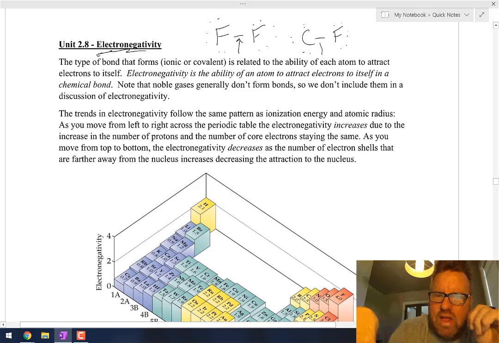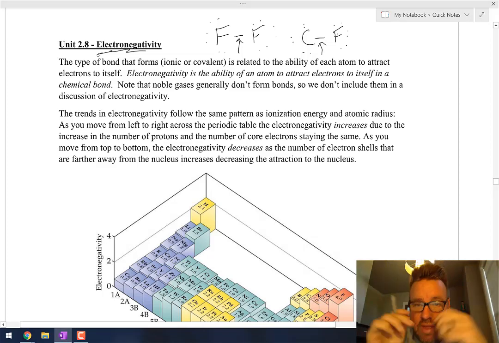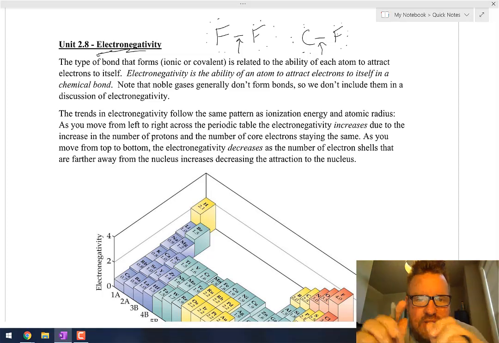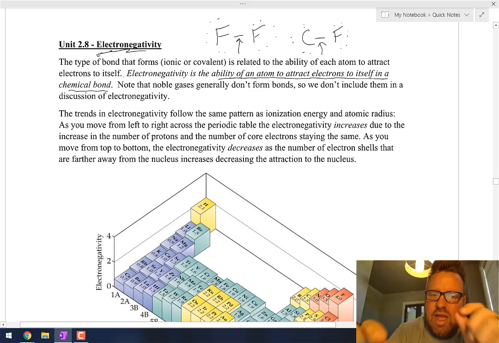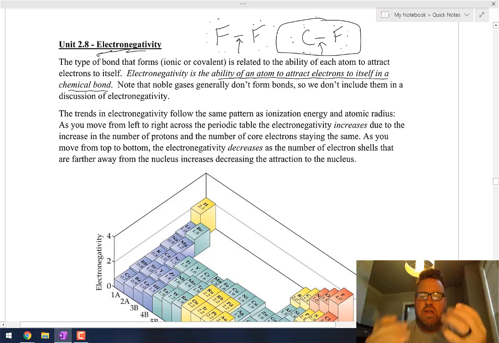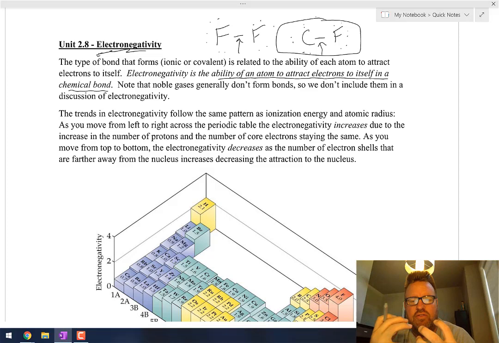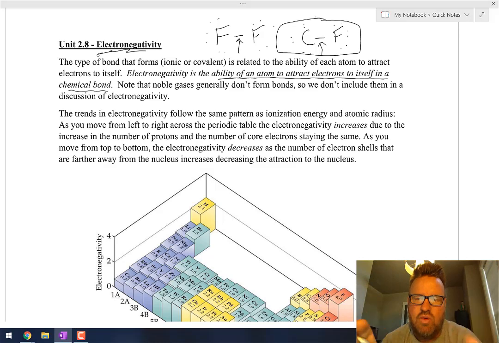And we know that those bonds are different because one of them has a carbon-fluorine bond, one is a fluorine-fluorine bond. Electronegativity is the ability of an atom to attract electrons to itself in a bond. So it's really saying which of these two atoms, fluorine or carbon, can attract those electrons to itself more than the other one can. The greater the electronegativity, the more that atom can attract electrons to itself. So in this case, we haven't learned why, but fluorine does have a greater electronegativity than carbon does.